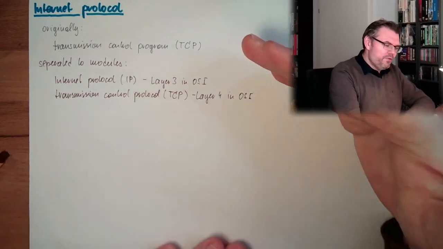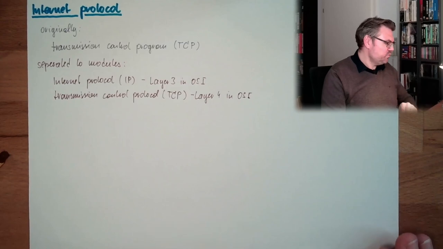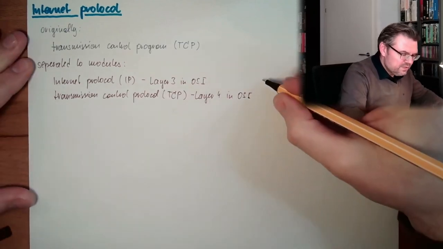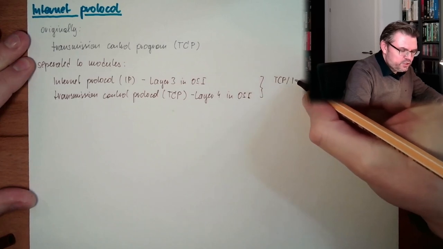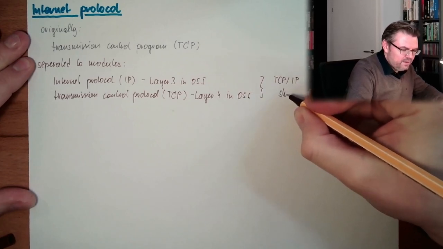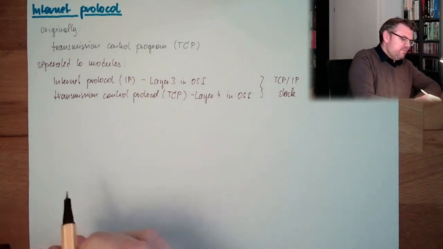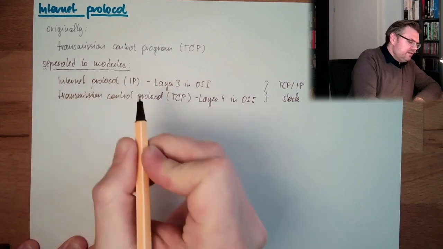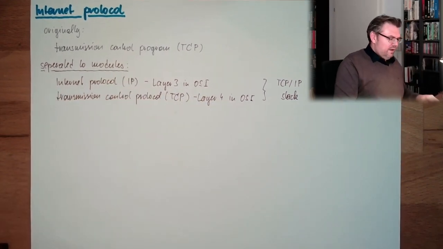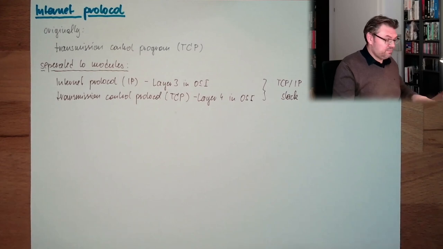So this was separated, the abbreviation TCP stayed, and this is why it was called the TCP/IP stack. TCP over IP, separated into modules. And why did I say this? That this is not reliable, I will just explain.